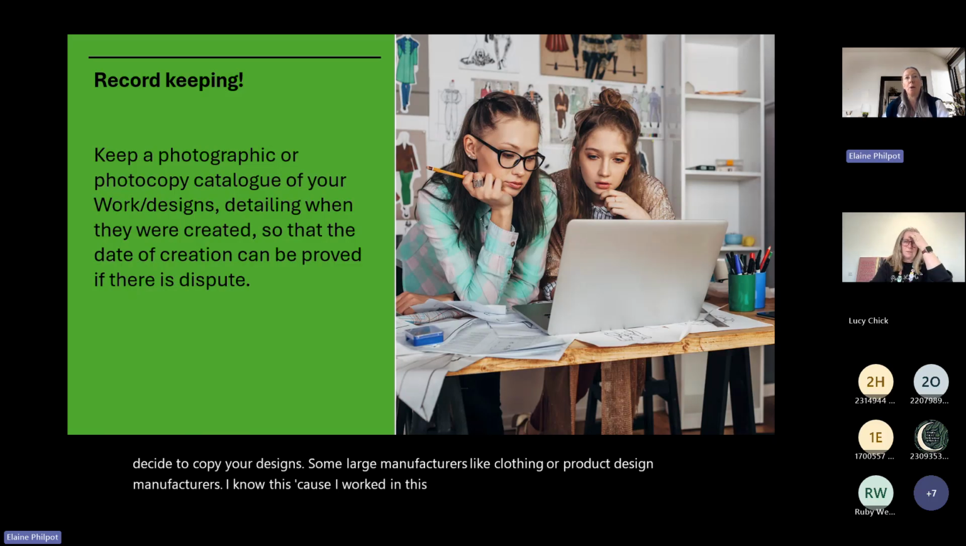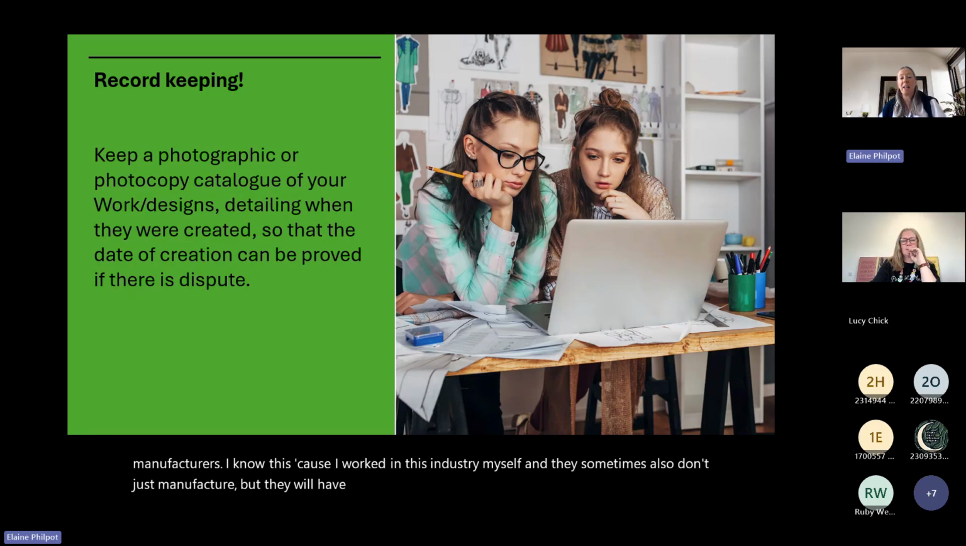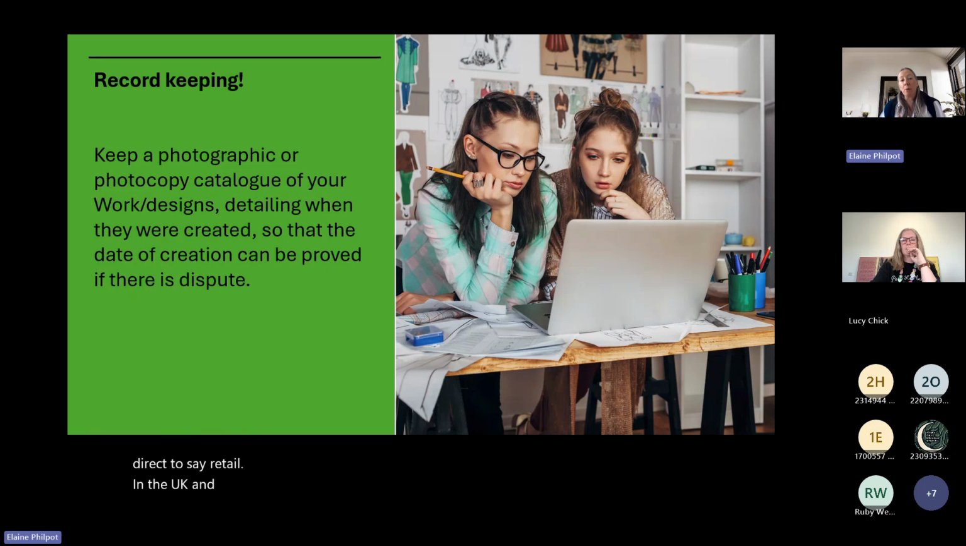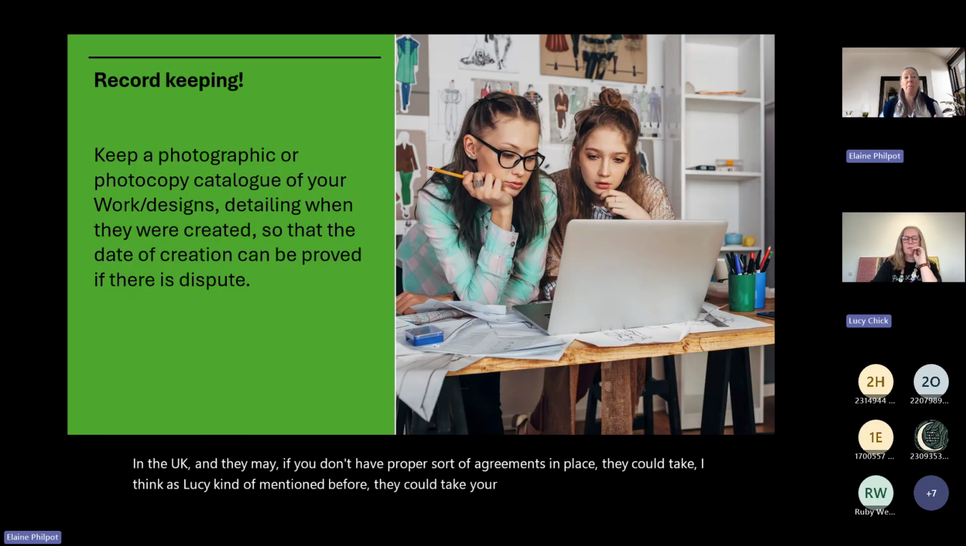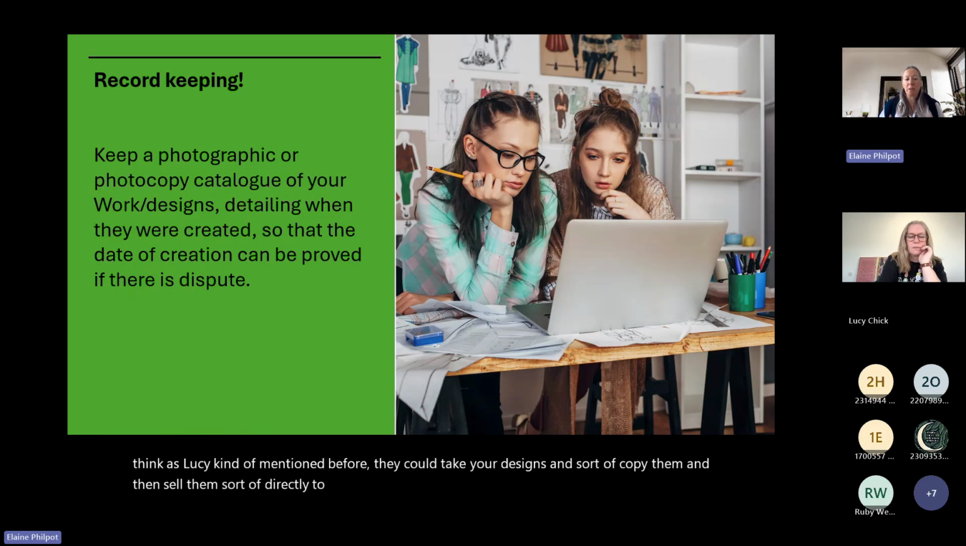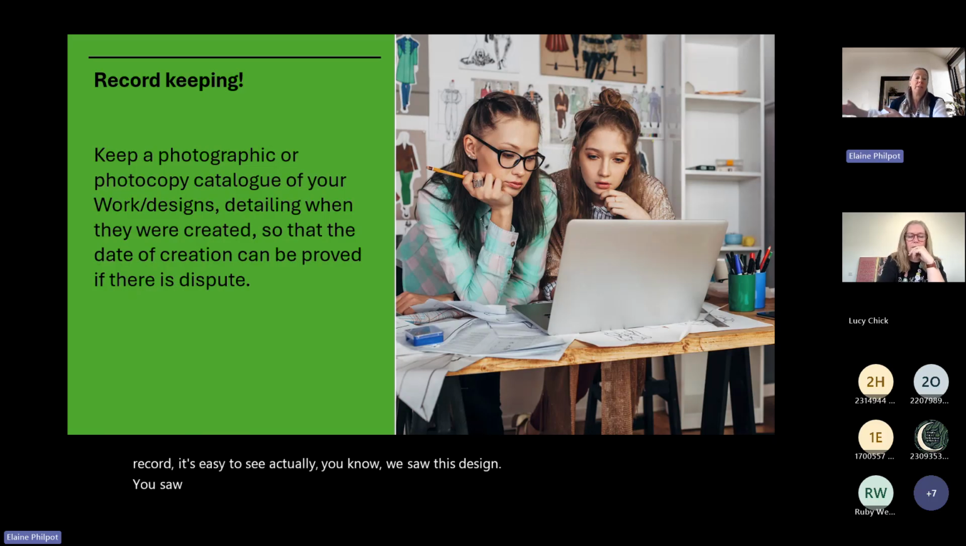They sometimes don't just manufacture, but they will have small design teams themselves. So they will then sell direct to, say, retailers in the UK. If you don't have proper agreements in place, as Lucy mentioned before, they could take your designs, copy them, and then sell them directly to a retailer as their own designs. So it is important, if you keep a record, it's easier to say, actually, you saw this design two years previously when we had this conversation, over email or whatever it might be.